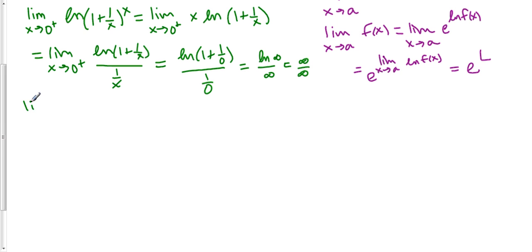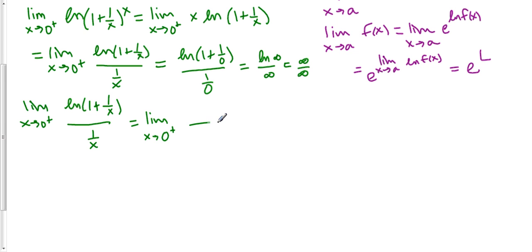So I've got my limit as x goes to 0 from the positive side of the natural log of 1 plus 1 over x, all over 1 over x. Now remember, when we apply L'Hopital's rule, we're going to take the derivative of the numerator and leave it in the numerator. And we're going to take the derivative of the denominator and leave it in the denominator. We're not going to be applying the quotient rule here. So I still have a limit as x goes to 0 from the positive side.